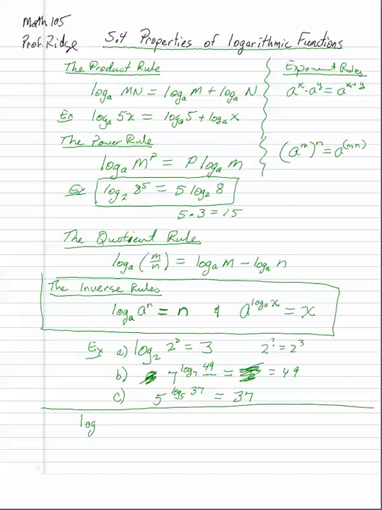Okay, I may have forgotten to talk about this one. Log base A of A, well, that's just basically using the inverse rule. That's 1. And log base A of 1, it doesn't matter what the base is. That's going to be 0. So those are two important ones too. Okay, a to the 0 power is 1. Any number to the 0 power is 1. So log base anything of 1 is going to be 0.